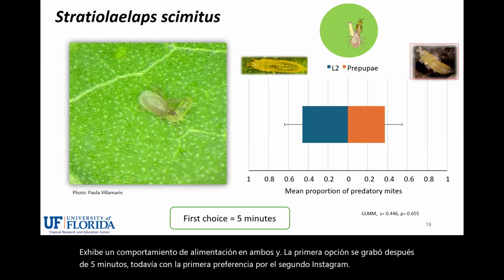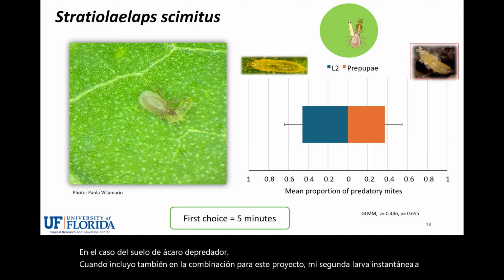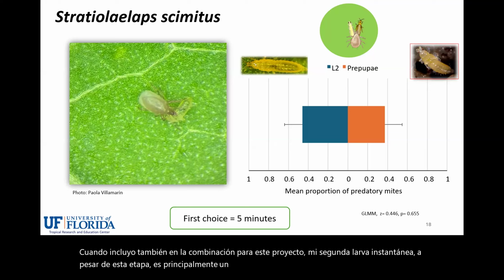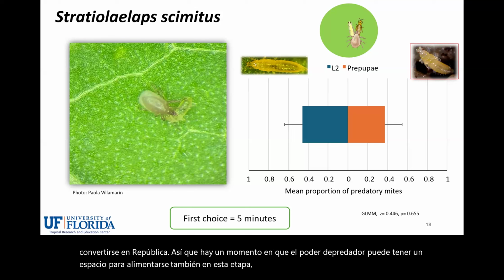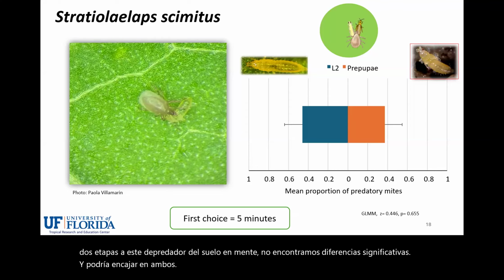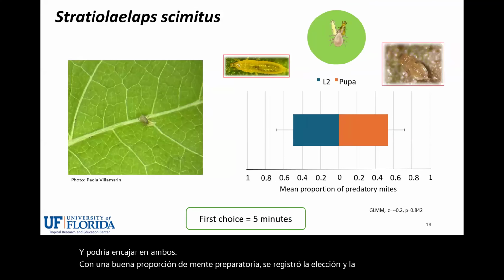In the case of the soil predatory mite, when I include also in the combination for this predatory mite second instar larvae, despite this stage mostly developing in the canopy of the plant, it goes to the soil before becoming prepupa. So there is a time that the predatory mite can have a chance to feed also on this stage. So when I offer these two stages to this soil predatory mite, we didn't find significant differences, and it can feed on both, with a good proportion of the predatory mites making the choice, and the first choice was recorded after 5 minutes of the release.